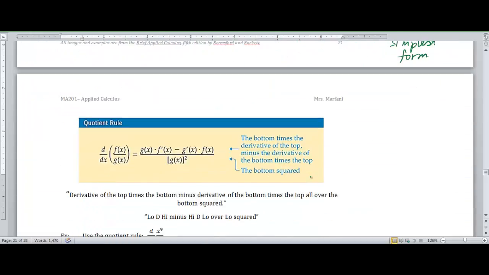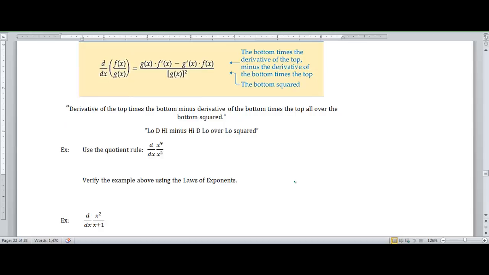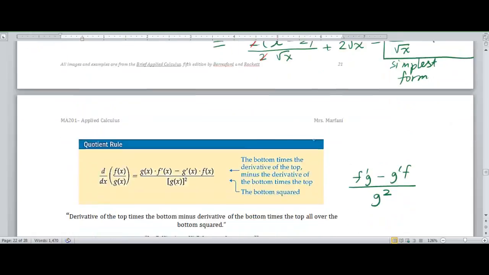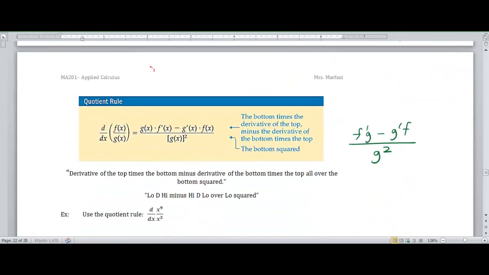Okay. Let's look at the quotient rule. Now the quotient rule is the derivative of the top times the bottom minus derivative of the bottom times the top all over the bottom squared, okay? So that's f prime g minus g prime f all over g squared. If you look at the product rule, you get f prime g plus g prime f. The quotient is f prime g minus g prime f, and then the bottom squared.